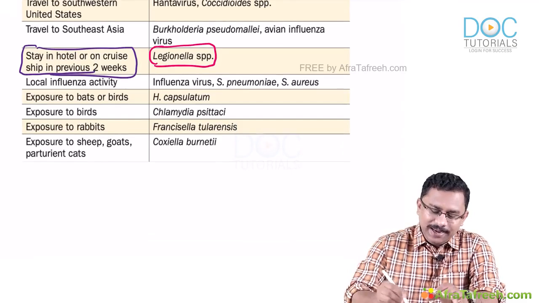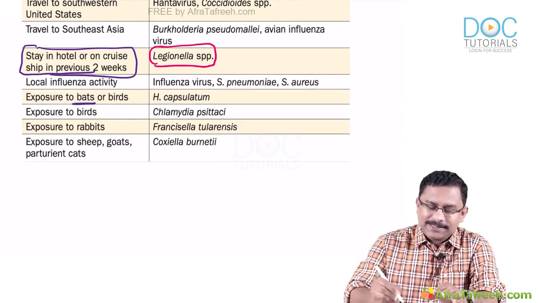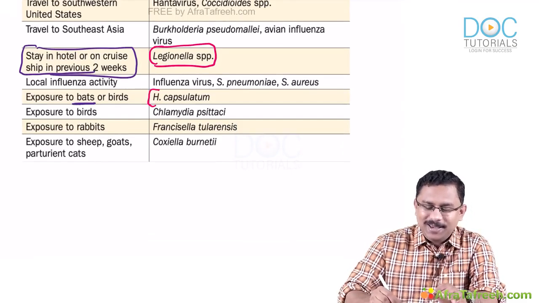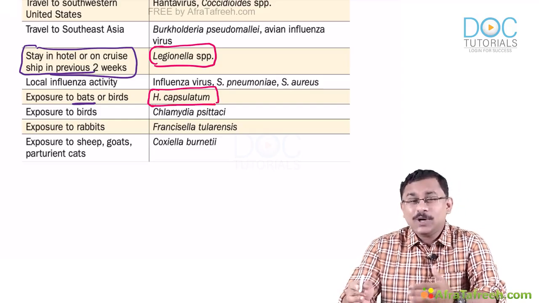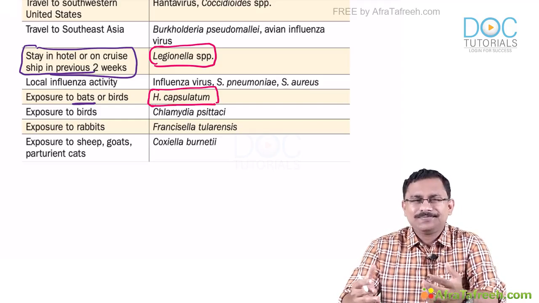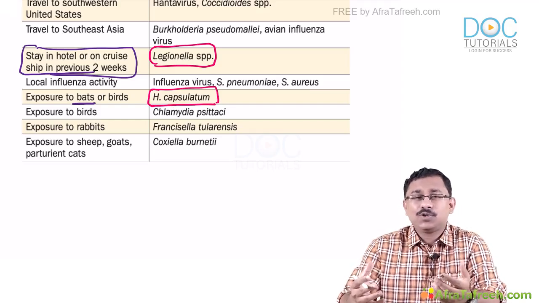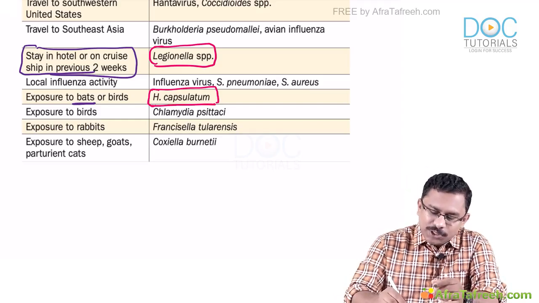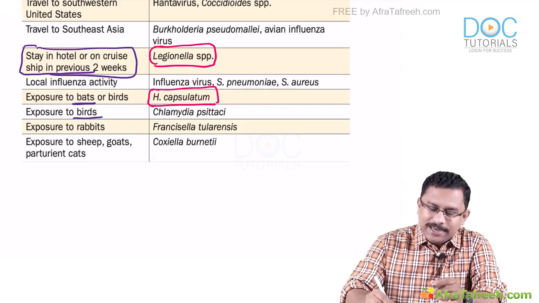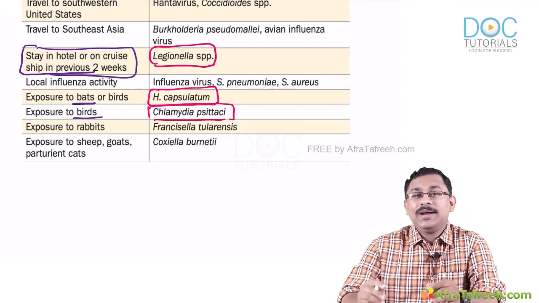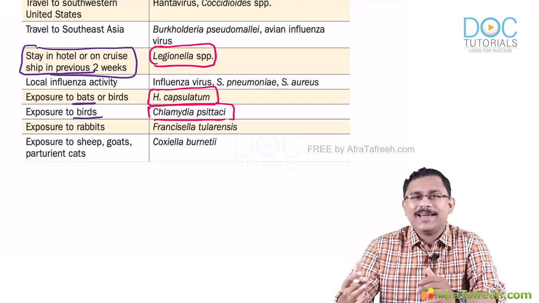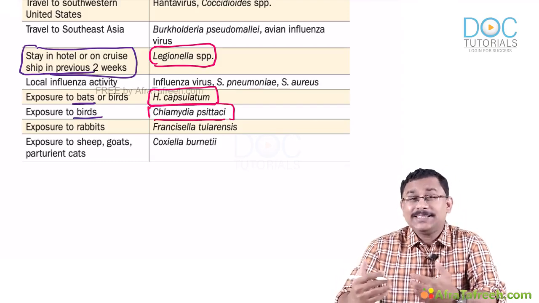All right. Then exposure to bats, again a single liner, maybe a few factual MCQs also you can expect. So Histoplasma is well known to produce infection after exposure to bats. Exposure to birds, Chlamydia psittaci. Now remember this, I already told about Chlamydia pneumoniae in the atypical organism group, but this is the Chlamydia psittaci.